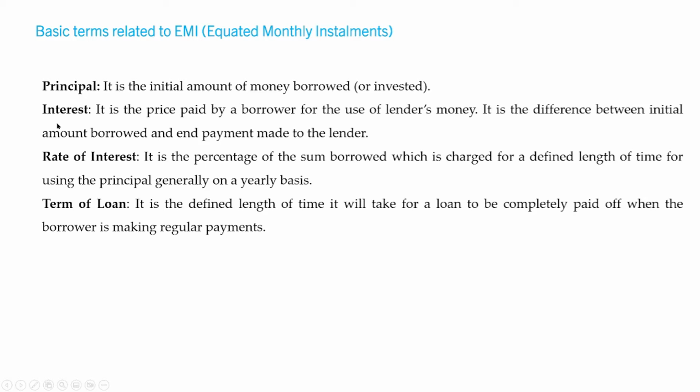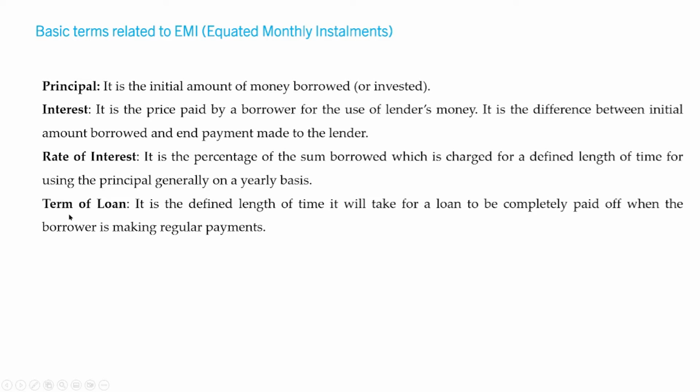And next we have interest. Interest is the price which is paid by a borrower for the use of lender's money. So the amount that the borrower has to pay for using the lender's money is interest. It is the difference between initial amount borrowed and the end payment which is made. And next we have the rate of interest. Rate of interest is the percentage of this principal, or it is the percentage of sum borrowed which is charged for a definite length of time.